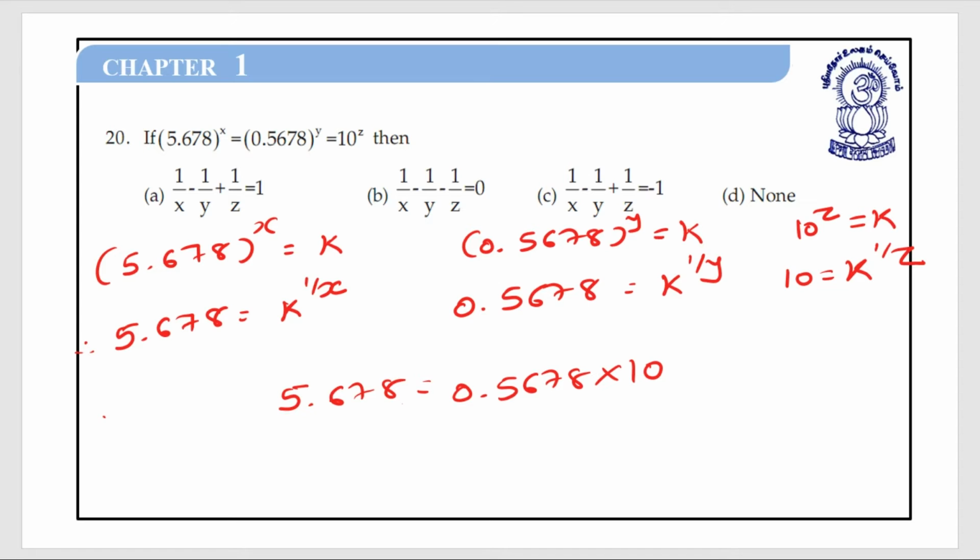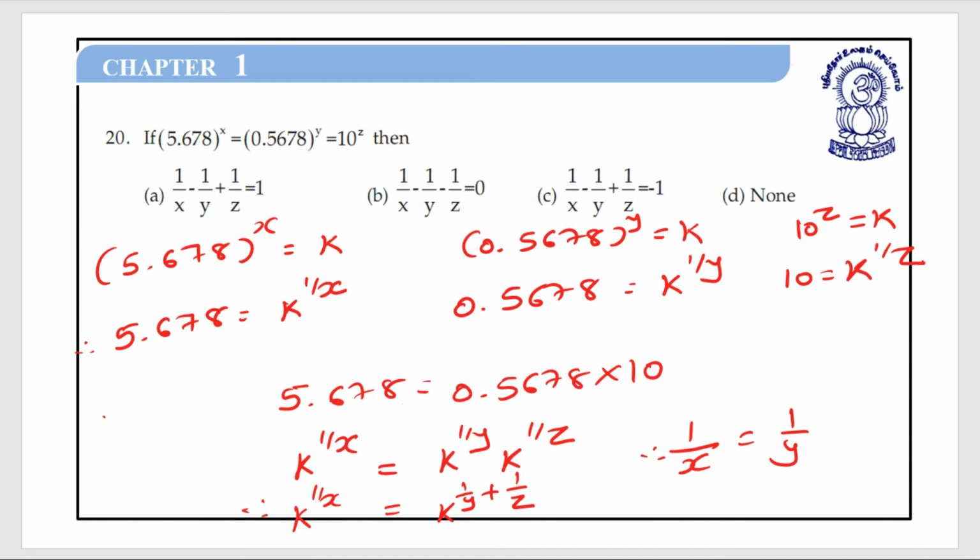Okay. Now put the values: k raised to 1 by x is equal to k raised to 1 by y into k raised to 1 by z. So k raised to 1 by x is equal to k raised to 1 by y plus 1 upon z. So here the base is the same, k is the same. So 1 upon x is equal to 1 upon y plus 1 upon z. Okay, so it becomes 1 by x minus 1 upon y minus 1 upon z is equal to 0. So option B is the right answer of question number 20.